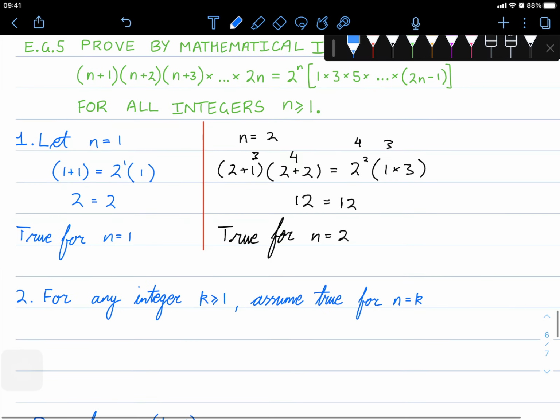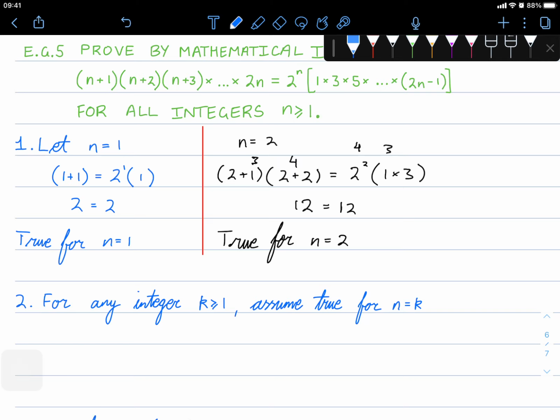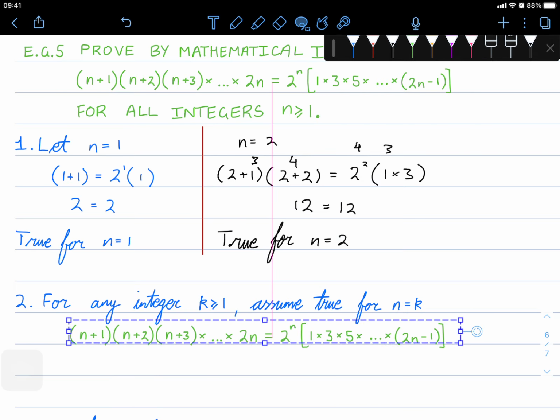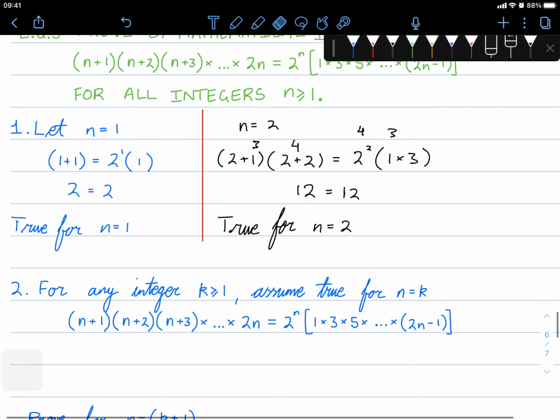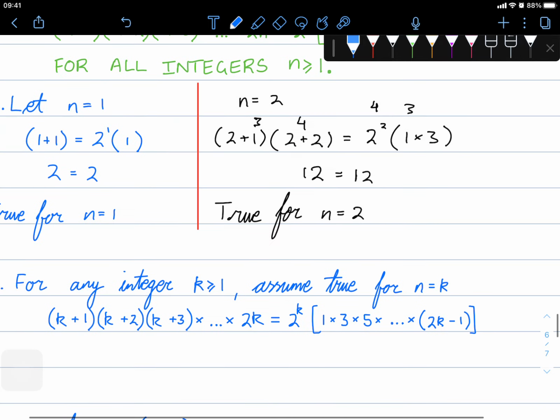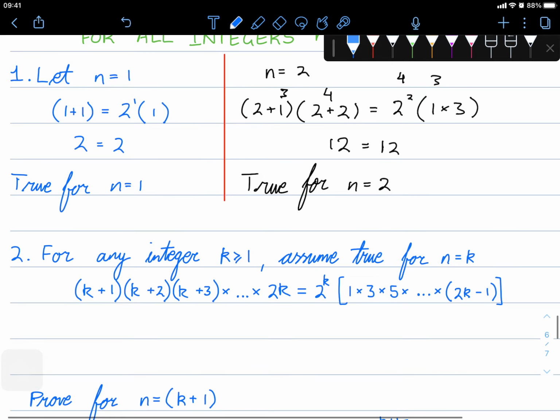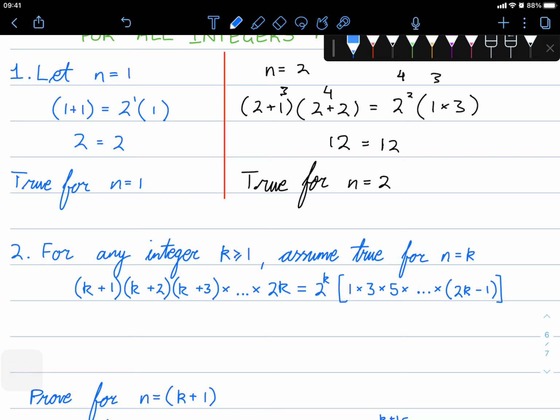Now we assume it true for n is equal to k for any integer k greater than 1. Once again, to save us some time, make this blue, and instead of n, we get k. So let's do the left hand side first. k plus 1, k plus 2, up to 2k, and the right hand side, 2 to the power of k, times 1 times 3 times 5 up to 2k minus 1. So we're going to assume that this is true. But what we need to prove is for n is equal to k plus 1.